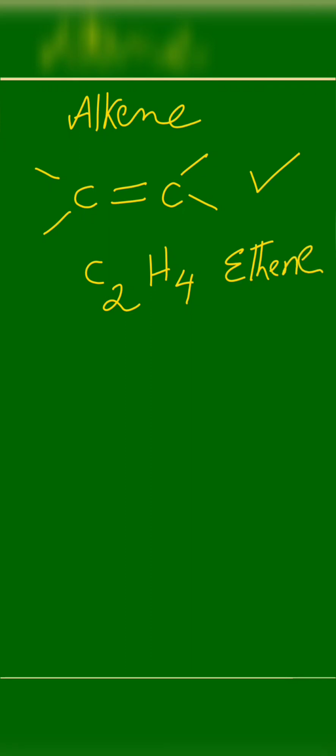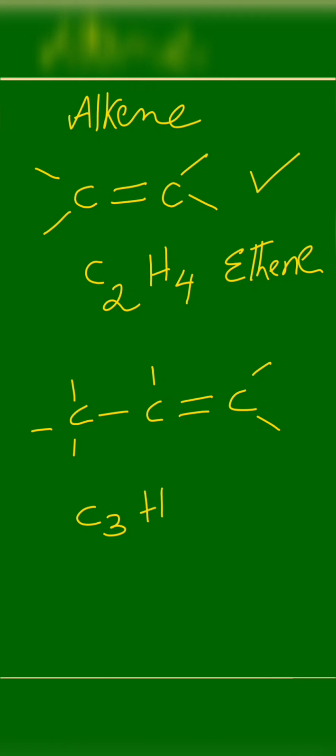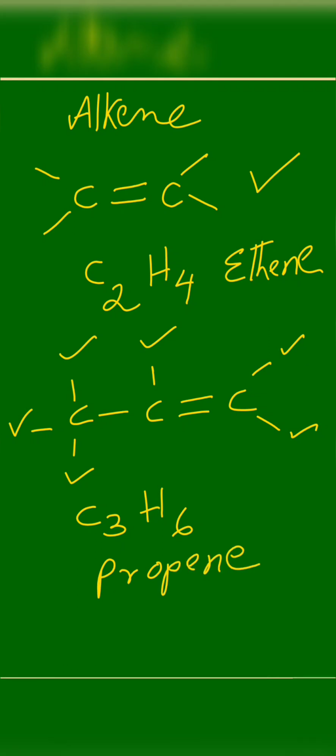Is methene possible? Not possible. At least two carbons are required to be linked with a double bond. So ethene. Let's see the next one. C, one double bond, and one hydrogen here, one here, one here, one, one, one. So how much is it coming to? C3H6. Count 1, 2, 3, 4, 5 and 6 hydrogen. So C3H6, what will be the name? Propene.